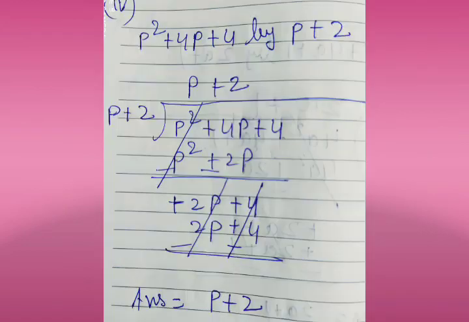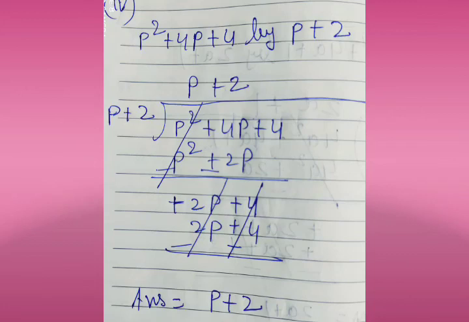Okay. Now next is p square plus 4p plus 4 divided by p plus 2. So again p plus 2 we will multiply with p, then only we can get the first term, p square. So after multiplying with p we will get p square plus 2p. Now we will change the sign. Plus 2p will become minus 2p, and plus p square will become minus p square. Now first term we can cancel. After solving the second term we will get plus 2p, and then we will copy down the third term.